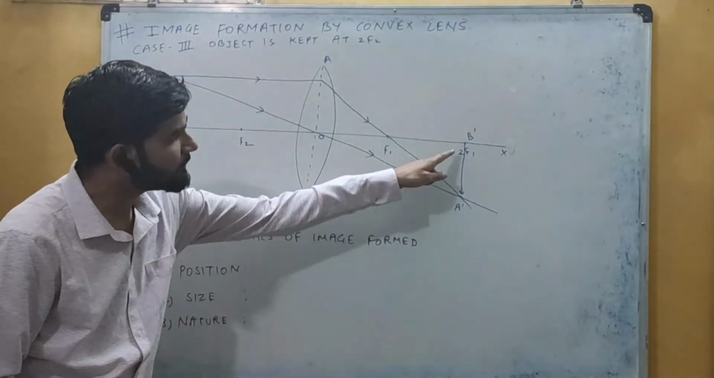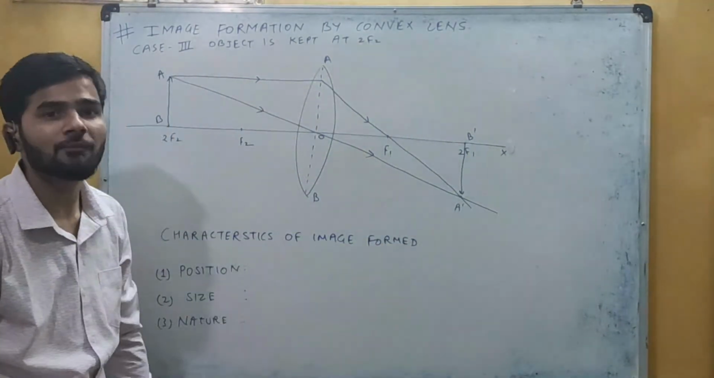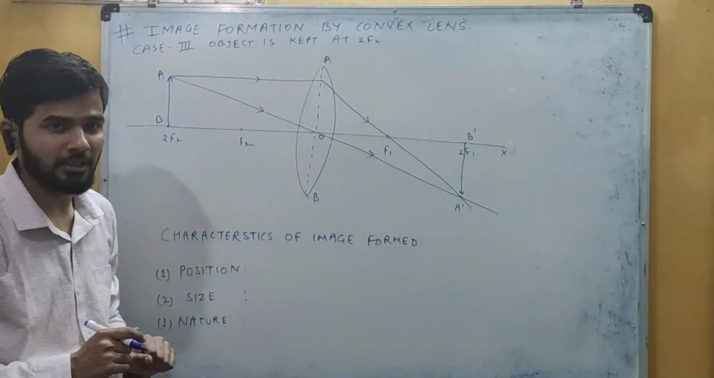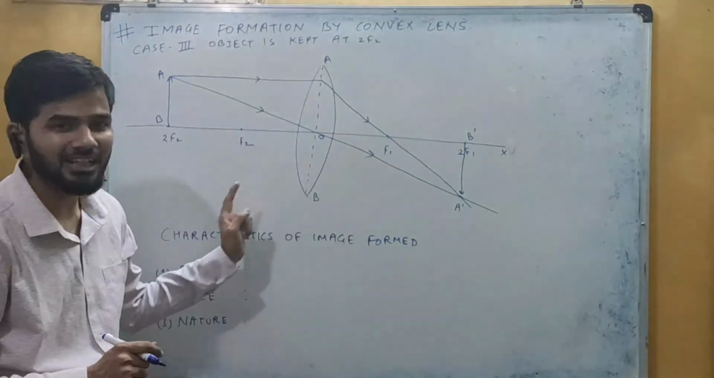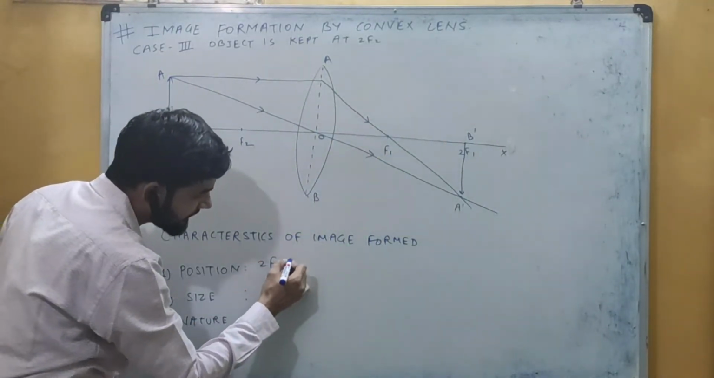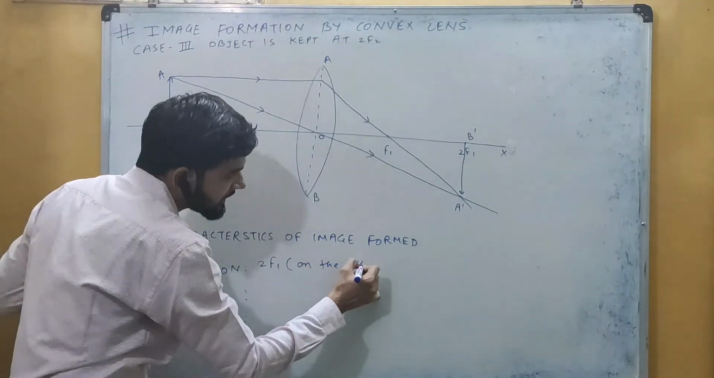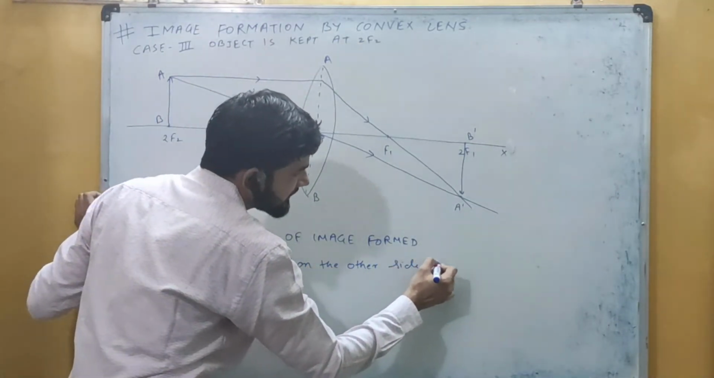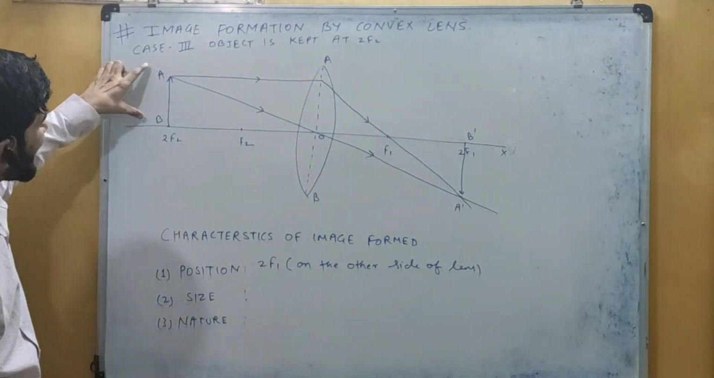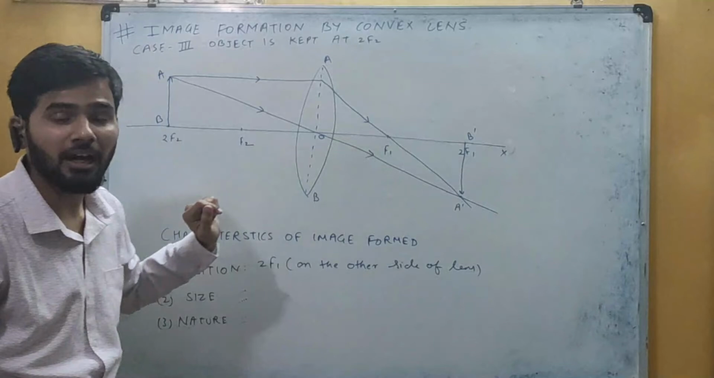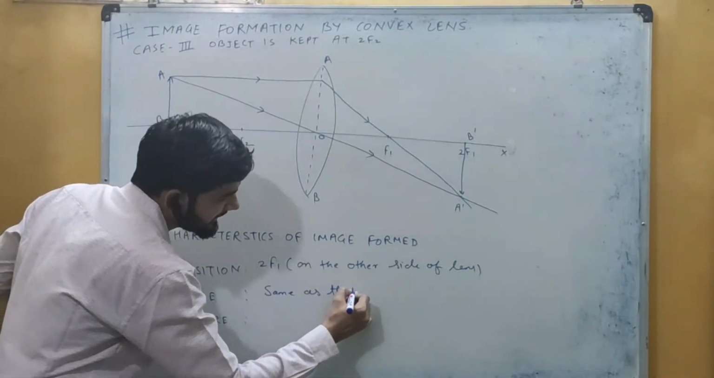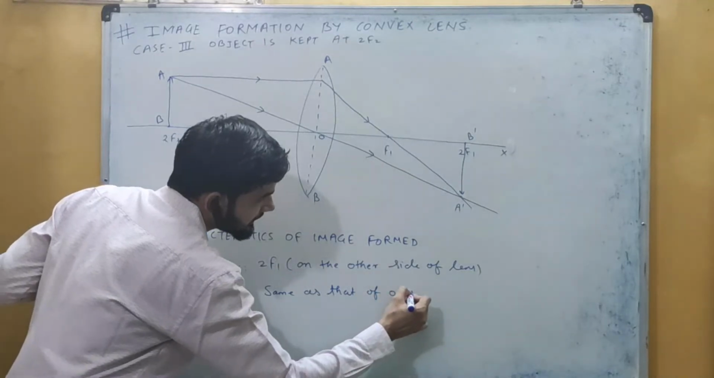So in this case the image is formed at 2f1, and you can see the light rays are actually meeting at a point. So what is the image? Real image. Now we can write the characteristics based on this ray diagram. What will be the position? The position will be at 2f1, on the other side of the lens. What about the size? You can see the size of the object and the size of the image are exactly the same. So you can write same as that of the object.